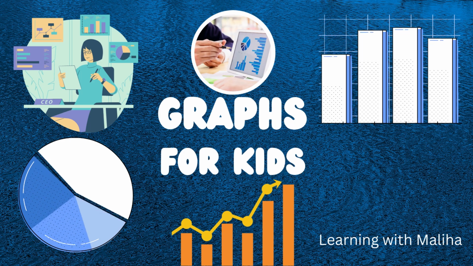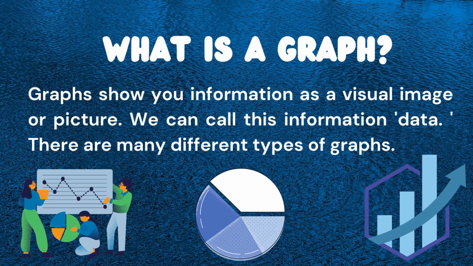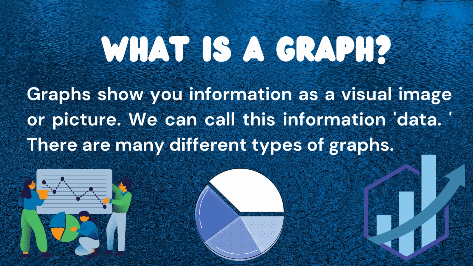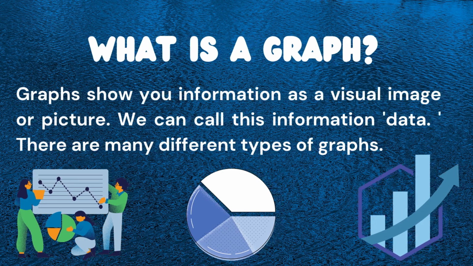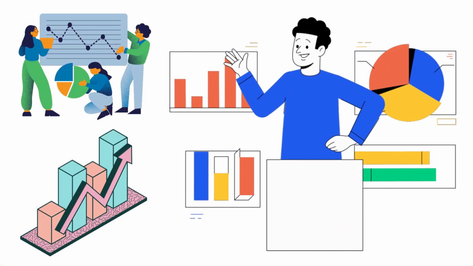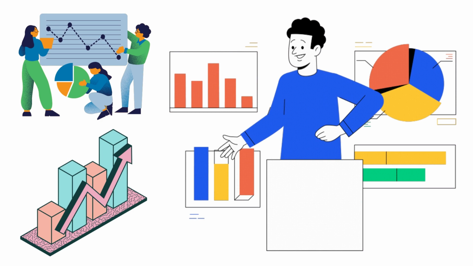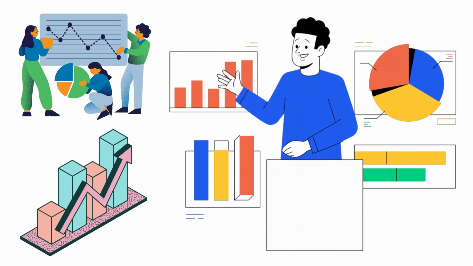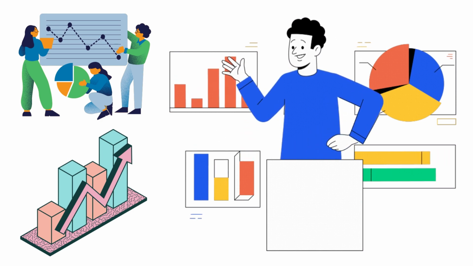What is a graph? A graph shows you information as a visual image or picture. We can call this information data. There are many different types of graphs. In this video, you will learn all about the basic graphs that people use to share data.